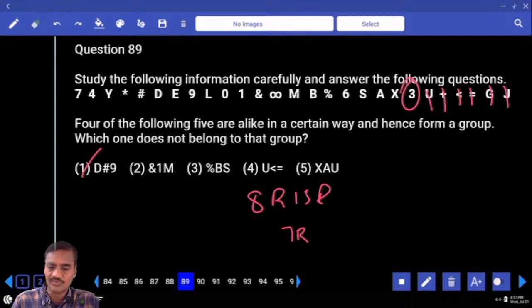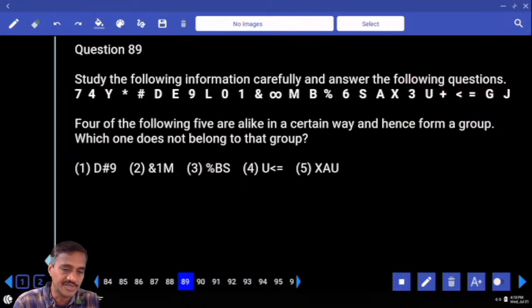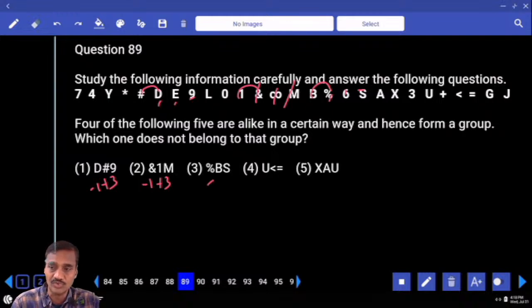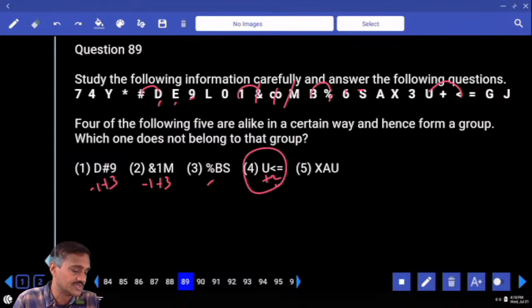Then 89. Which 4 of the following is the odd one out? D and hash, D and hash minus. Again 1, 2, 3 plus 3. Minus 1 plus 3. N and 1, 1 minus. 1, 2, 3 plus 3. Minus 1 plus 3. Percentage and B minus. 1, 2, 3 plus 3. And U and less than, it is a plus 2. Then what is your answer here? Choice 4 is the odd one, question number 89.